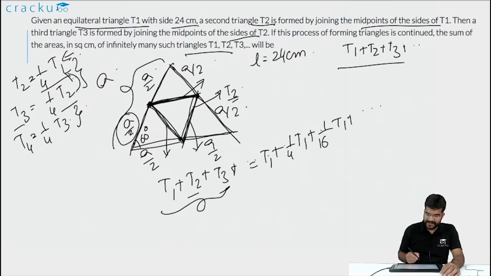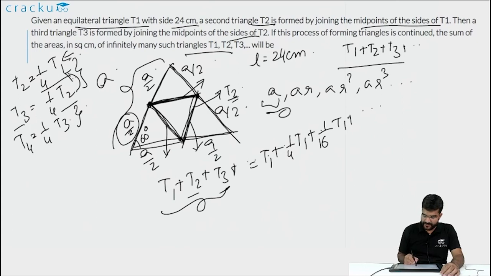So this is an infinite geometric progression where the common ratio is 1/4. Now whenever you have a geometric progression of the form a, ar, ar square, ar cube and so on, where the first term is a and the common ratio between two consecutive terms is r, the sum of such a geometric progression where the number of terms is infinite is a by 1 minus r.